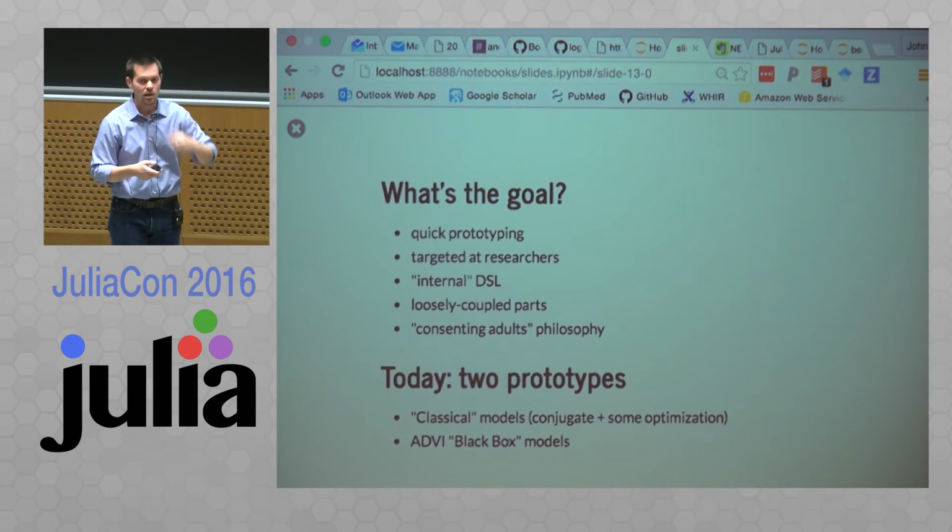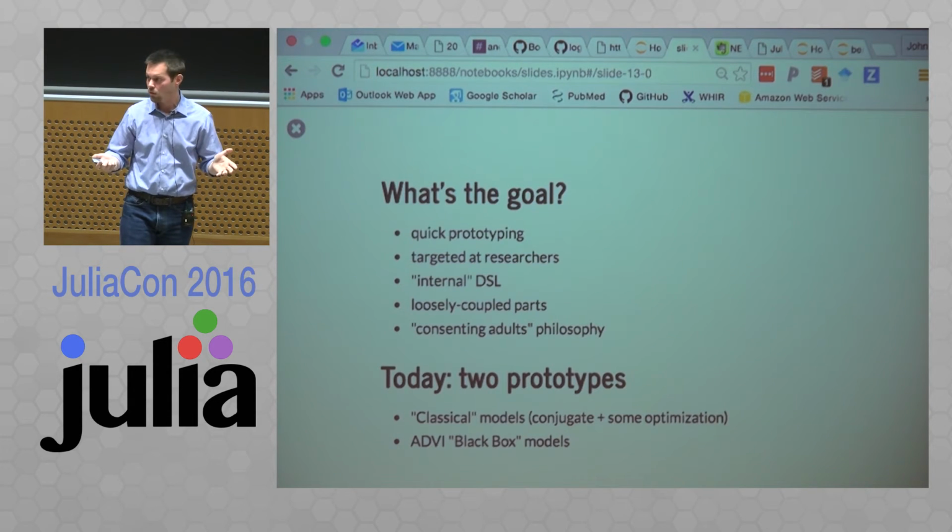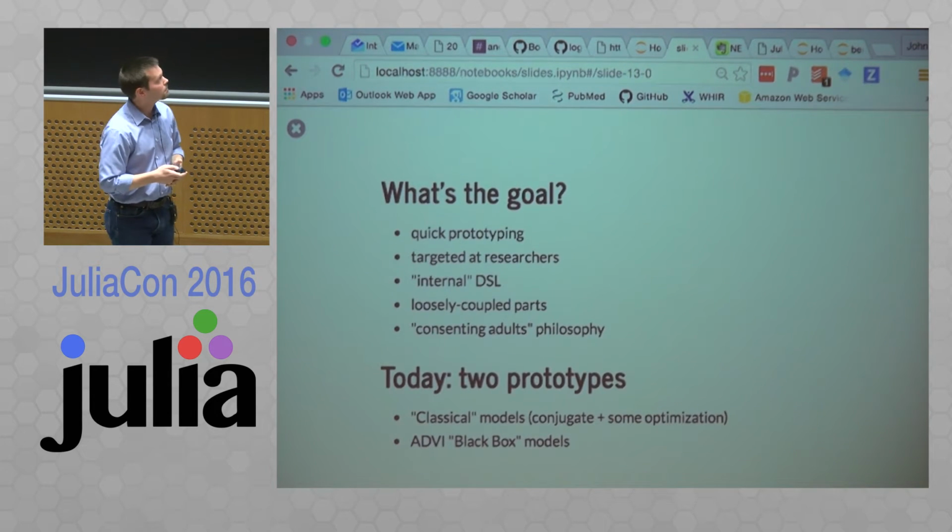And in the second case, I'm going to talk about this work by Andrew Gelman and Dave Blei's group at Columbia on black box models, where I don't have to have that at all. I can really just fit anything. Whether or not it's a good fit is a different question.